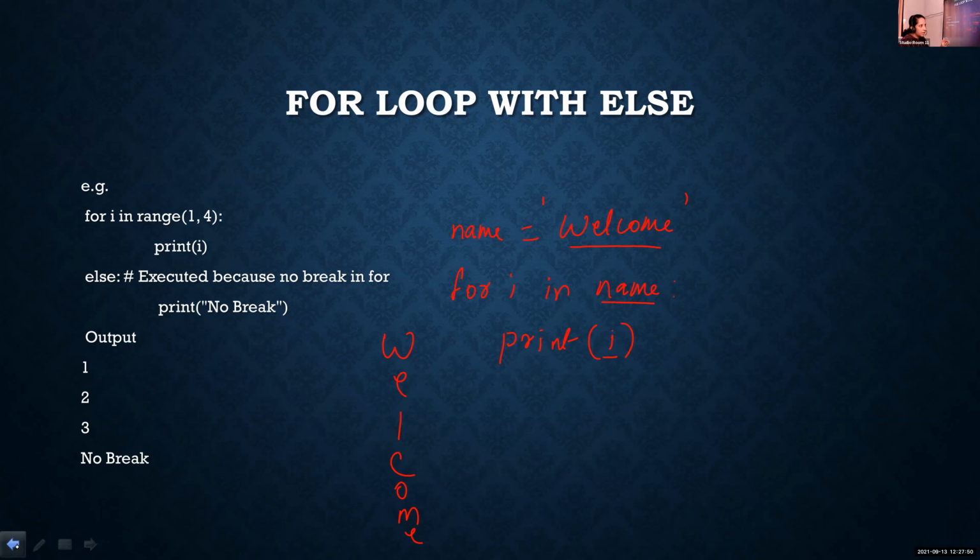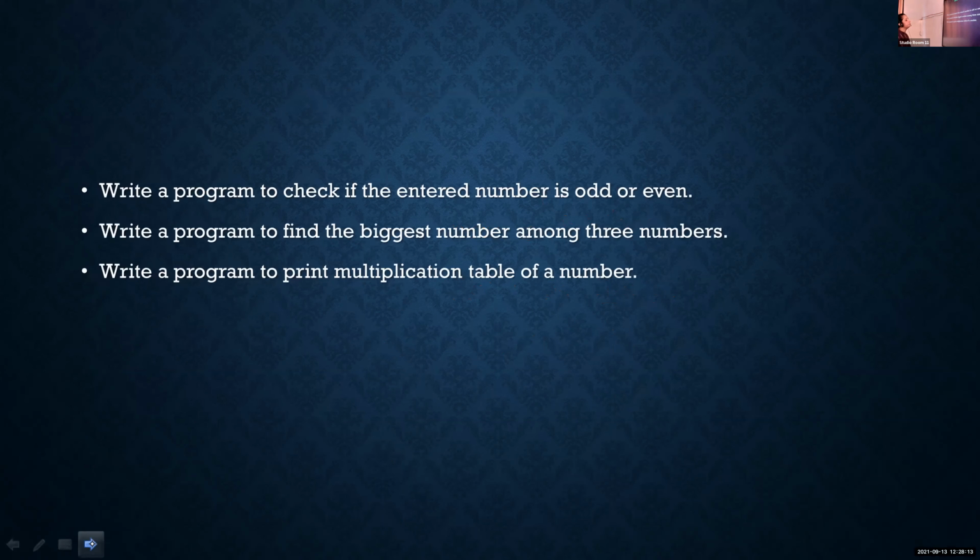Within the selection statement, there is simple if, if else, then if elif, then nested if. After that, iteration statements, two of them: for and while. Then one more small portion from this chapter, the jump statement. We can discuss that in the next class. Before that, you just write this program.